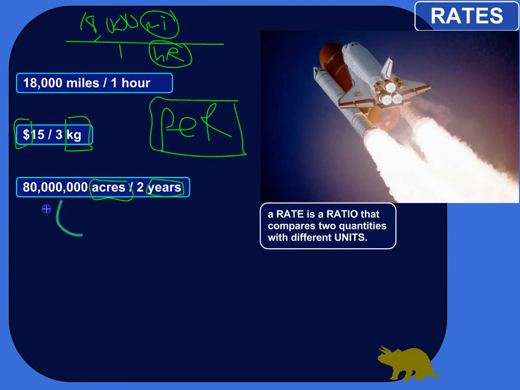So this is the rate of deforestation, by the way. I just pulled out some semi-real world examples just to show you that rates are all over the place, and you can deal with them in math. They're ratios, but the units are different.